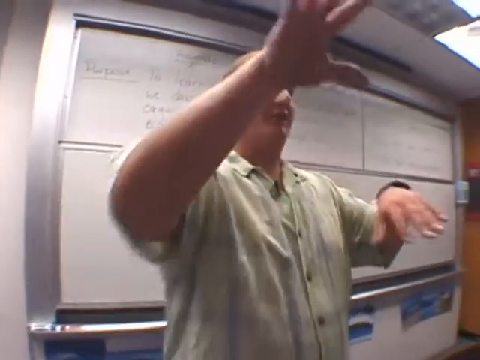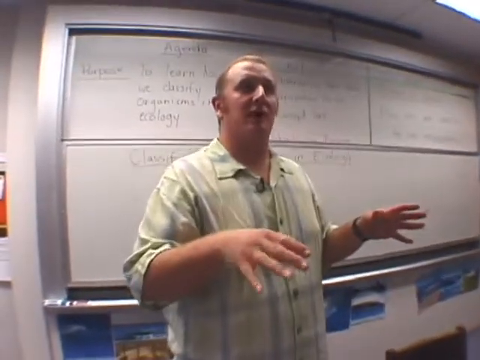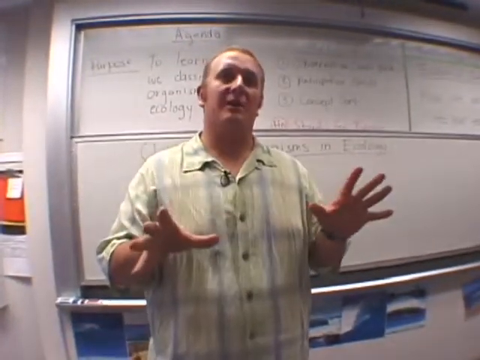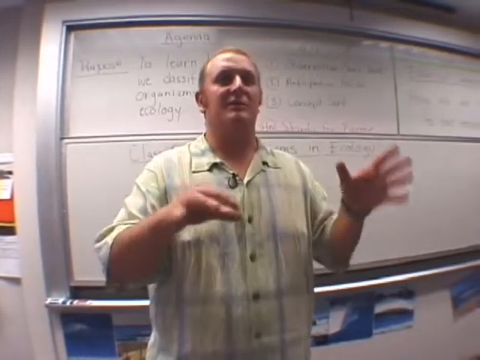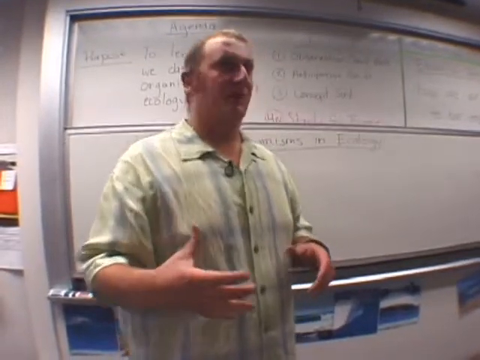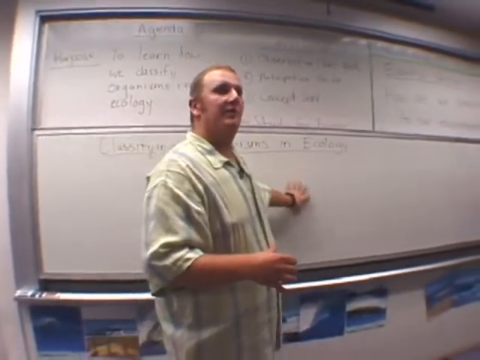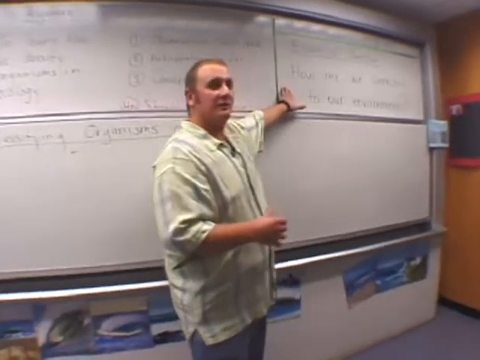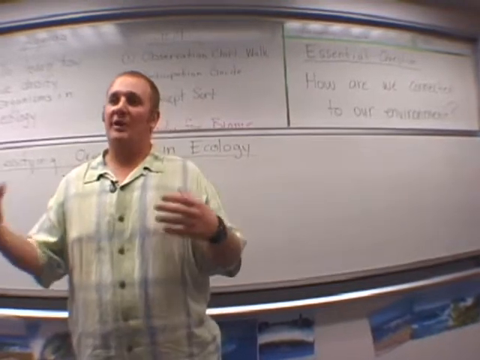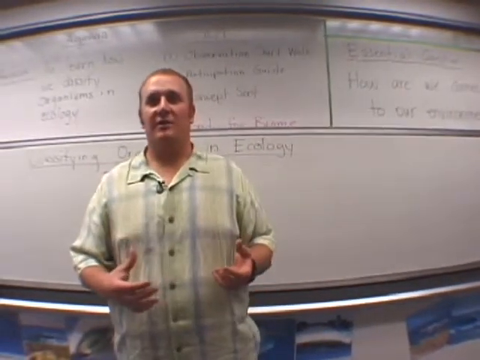You guys just looked at your stations on how humans have impacted our environment and how it's changing. In the last couple days, we've learned about the biomes and all the organisms, plants and animals that live there. Today, we're going to learn how we classify those organisms in ecology. Understanding how we classify them is going to help you answer our essential question of how we are connected to our environment, because we have to understand what the plants and animals are in the environment in order to know what kind of impact we have on them.